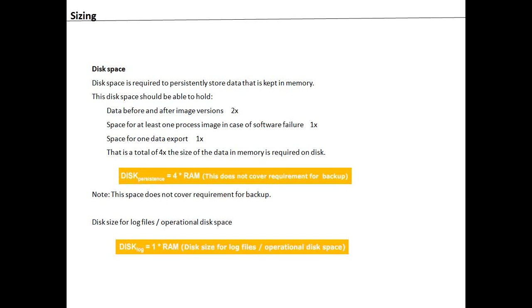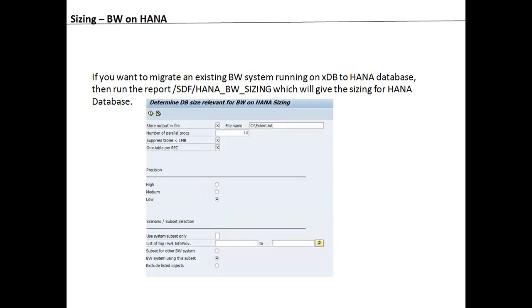Then you have CPU sizing. If the customer asks, as a Basis consultant, I have to give the sizing requirement so that I can give it to the hardware vendor. I want to move my BW on Oracle to BW on HANA. So what you do is you log into the BW system. There is a very good report, SDF HANA BW sizing, and you run this report. It will tell you that you will need this 676 GB of memory if you want to migrate the current BW system on Oracle to the HANA database. So you give that 676 GB to your client, and probably that will be specified to the hardware vendor.